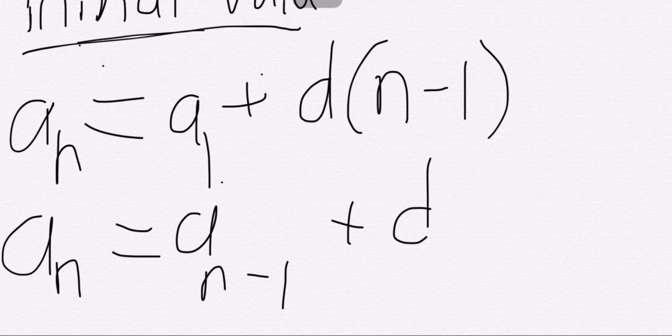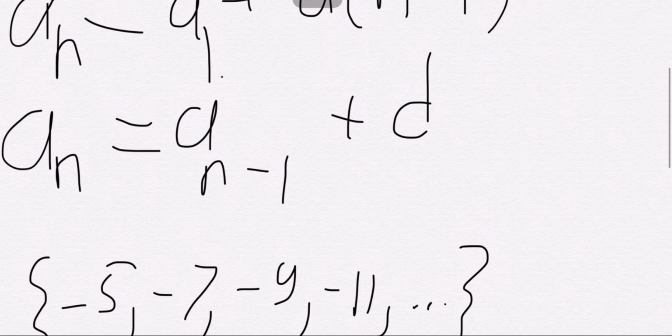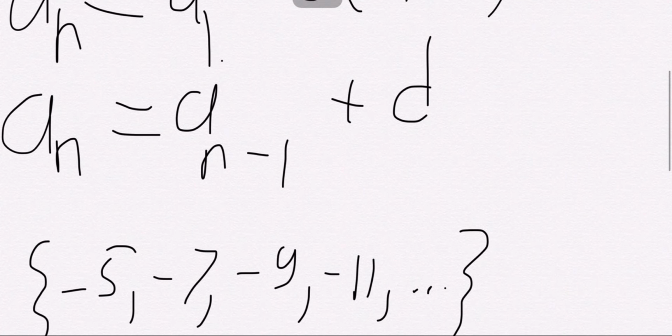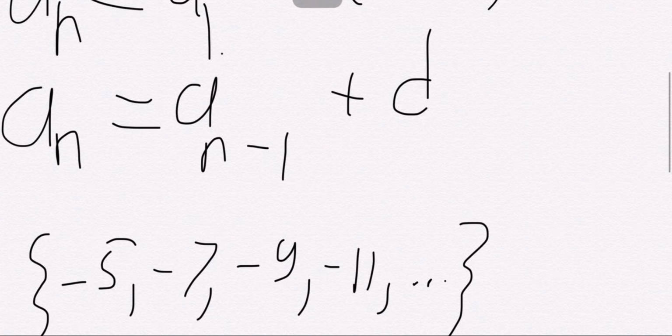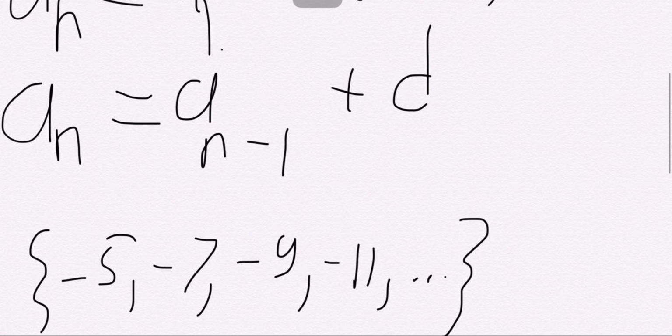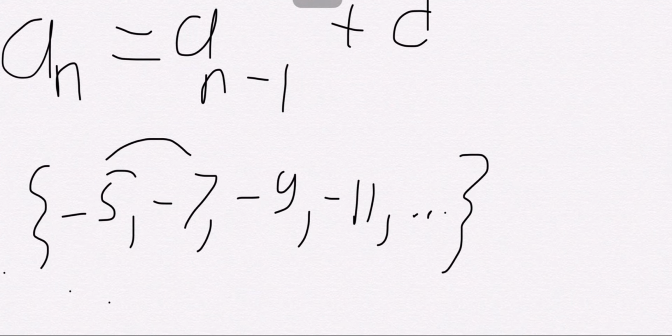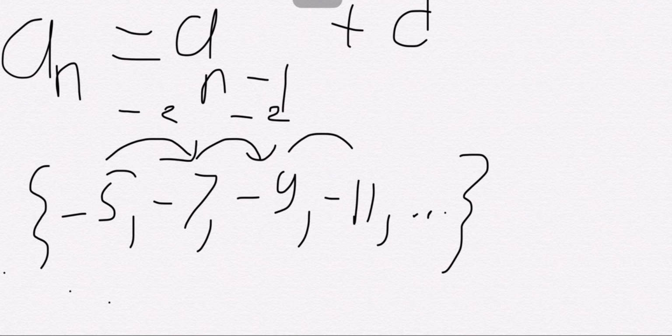Alright, so let's move to our very first problem. We are given the sequence -5, -7, -9, -11. Let's find the value by which the sequence is changing. Going from -5 to -7, we get -2. -7 to -9, we also get -2. -9 to -11, also -2 again. So in this problem, our common difference is -2, and the common difference is represented by d. d is equal to -2.